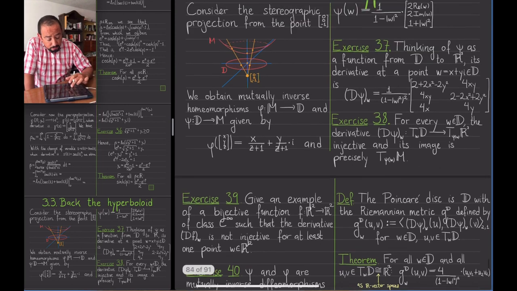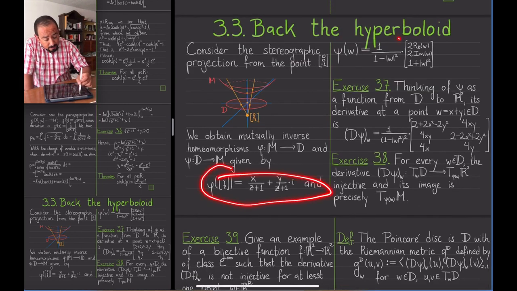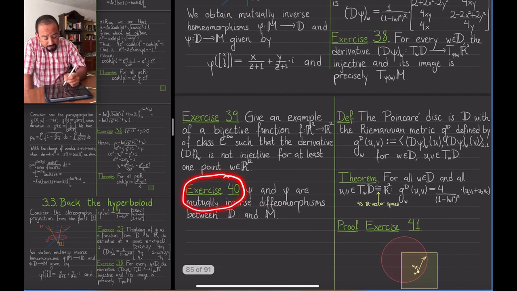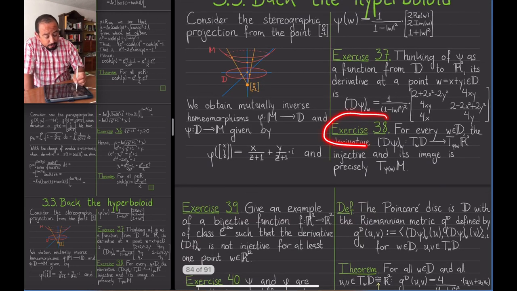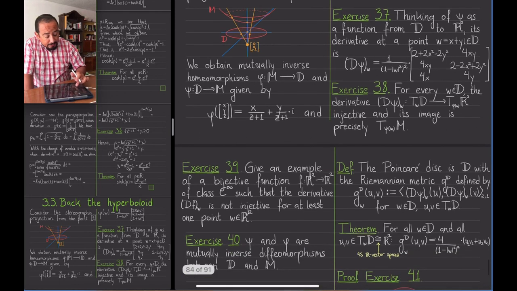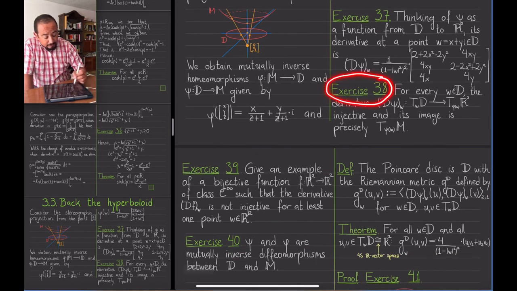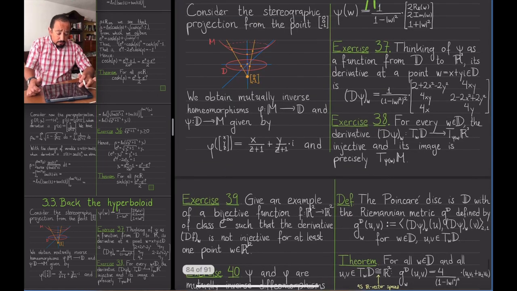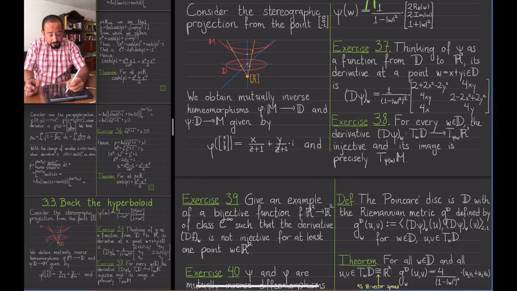Now, finally, what I want you to do is to show that phi and psi are actually mutually inverse diffeomorphisms between D and M. If you solve this exercise, then I think exercise 38 also follows. In other words, exercise 38 can be seen to be a consequence of either exercise 37 or of exercise 40.